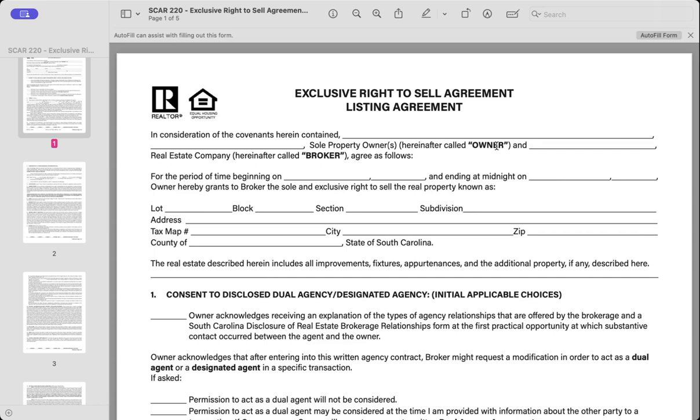It'll be between the owner, the seller of a property, and the broker. The broker is a real estate company that your real estate agent will work for. And so those two parties will be referred to as the owner and the broker.